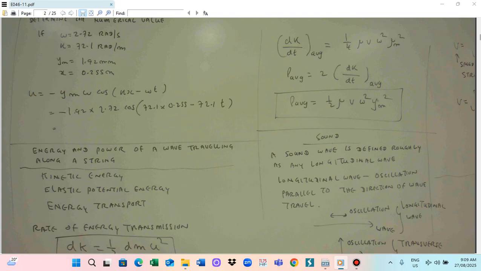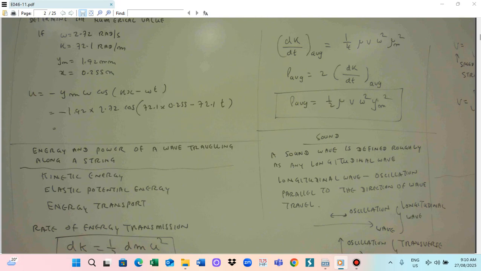So d is a rate of change, and dK is the kinetic energy change, which can be calculated by this formula. Then dK by dt, the energy change over time, averaged, is one fourth into mu v omega square into y maximum square. This is the equation. Similarly, the average power can be calculated as 2 into dK by dt.